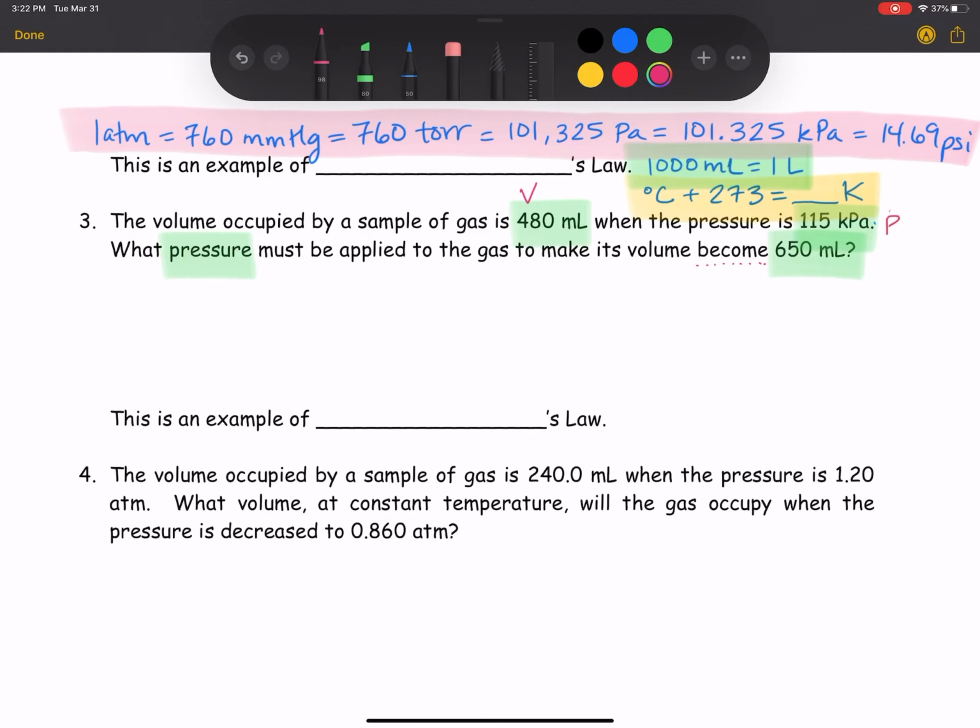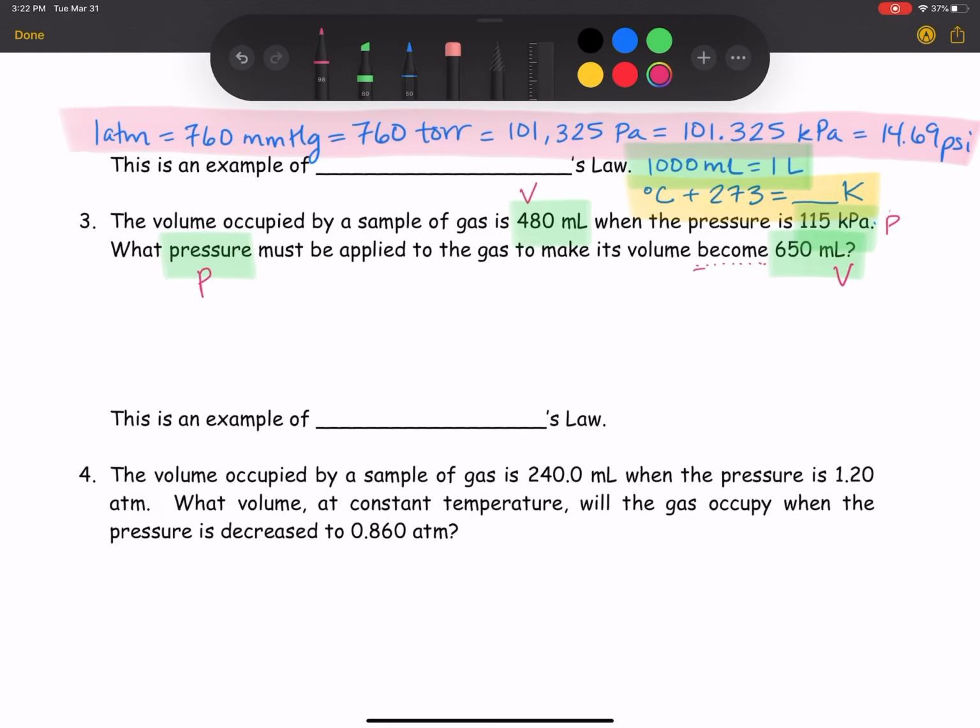The question literally says what pressure, so I know I'm going to be looking for pressure. And then I have 650 milliliters. This is a unit of volume. I want to now figure out who's my initial and who's my final. So the question tells me that I have a sample of gas that's at 480 milliliters and its pressure is 115 kilopascals. That means those two need to stay together. What pressure must be applied to now turn this 480 milliliters to now 650 milliliters?